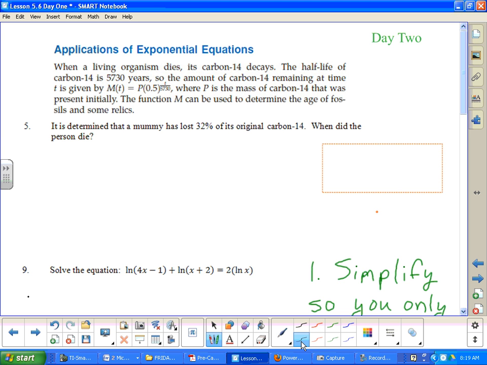So m of T in this case is going to be 0.68, and that equals 1 times 0.5 raised to the power of T over 5,730. The reason we want to use 1 and 0.68 is because then we don't have to divide by the coefficient of the exponential function. Otherwise, we would have to. If I used 100 and 68, I would have divided by 100 first, which means I would have had 0.68 over here anyway.